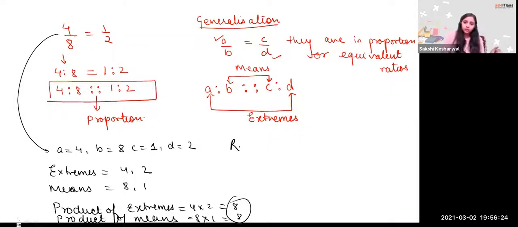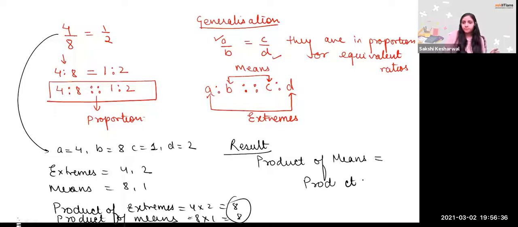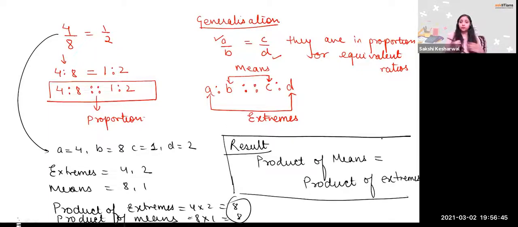So what is the result we got? The result is that the product of means is equal to the product of extremes. This is your result, right? This is about proportion, right?